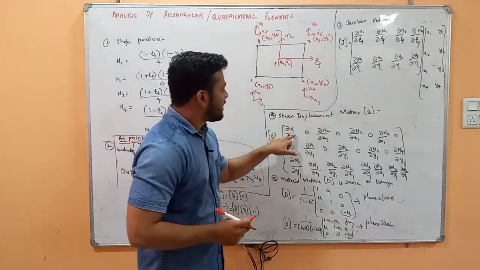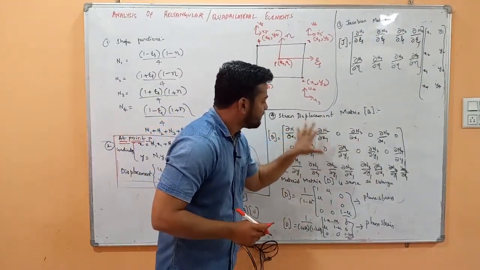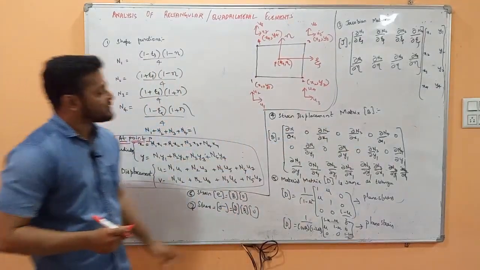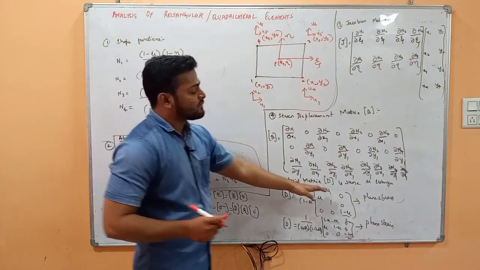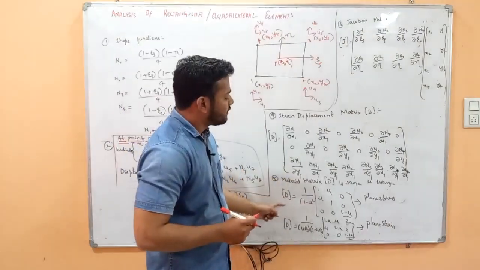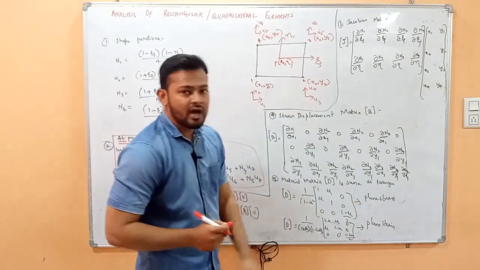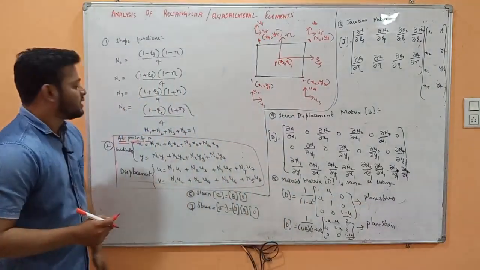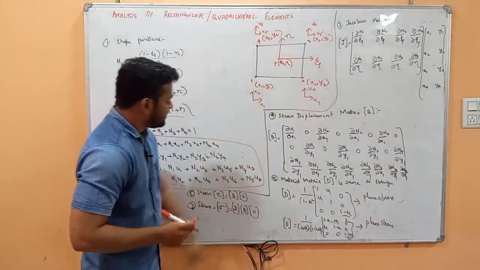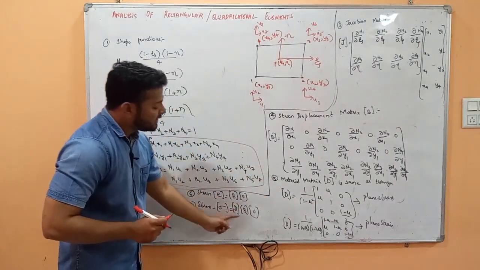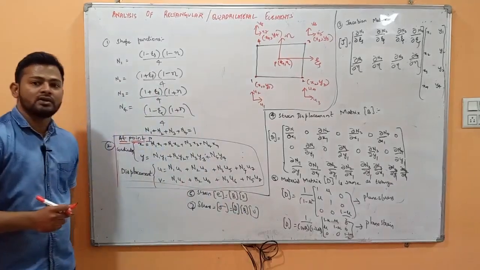Next is the strain displacement matrix. We again have the N1, N2, N3, N4 values. If we perform differentiation, we are going to get the strain displacement matrix. Next is the material matrix D. These formulas are the same as those of triangular elements. For plane stress we have this formula for D, and for plane strain we have this formula for D. Once we get B and D, if you multiply B and U, we get strain, and if you multiply D, B, U matrices, we get stress.